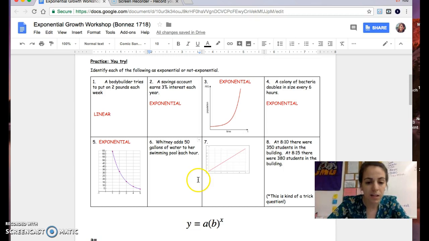Whitney adds 50 gallons of water to her swimming pool each hour. That would be plus 50, plus 50, plus 50. So that is going to be linear.